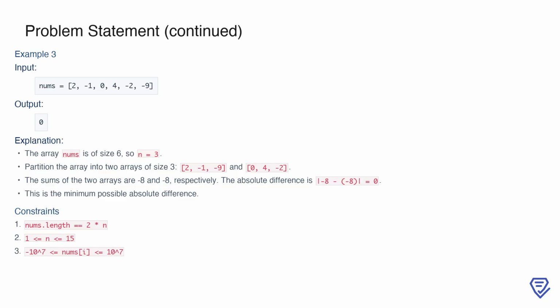This example highlights that the problem can involve both positive and negative numbers, and the solution must account for all possible partitions to ensure the absolute difference is minimized.